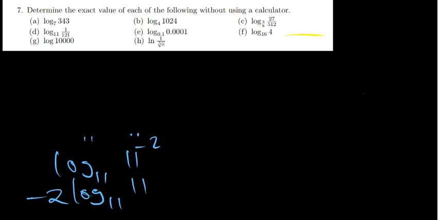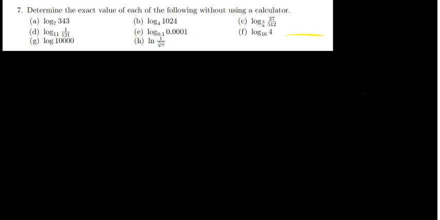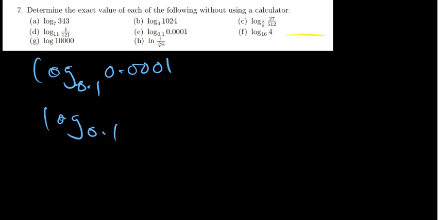Okay. Now let's go to part E. Part E we have log base 0.1 of 0.0001. But again, this is the same as if I say log base 0.1, then I say 0.1. If I raise it to the power 4, as we can see, we have got 1, 2, 3, 4. So it has to be raised to the power 4. So 0.1 raised to the power 4 is going to be 0.0001.